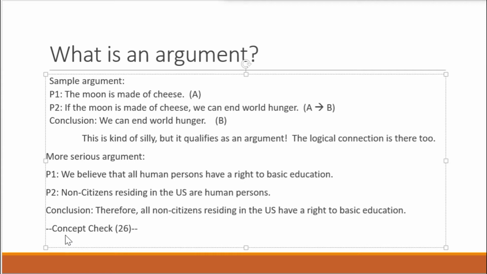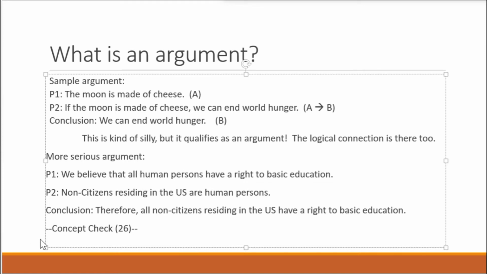Premise 1, we believe that all human persons have a right to basic education. Premise 2, non-citizens residing in the U.S. are human persons. Conclusion, therefore, all non-citizens residing in the U.S. have a right to basic education. What about this one? So this is a simple argument as well. It's in roughly the same form as this one up here.